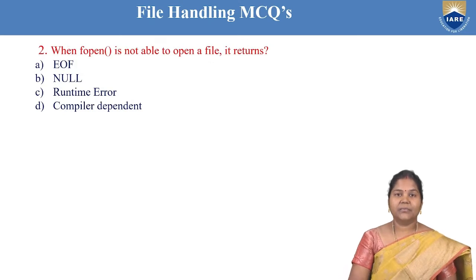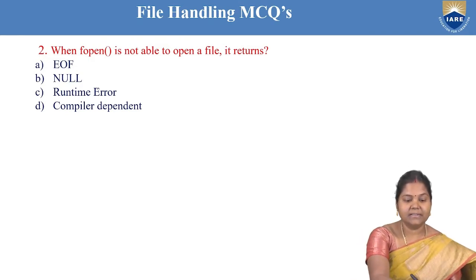Next question is, when fopen is not able to open a file, then what value does it return? Whether it returns EOF, or NULL, or runtime error, or compiler dependent. So, when fopen is not able to open a file due to some reason, then it always returns NULL.